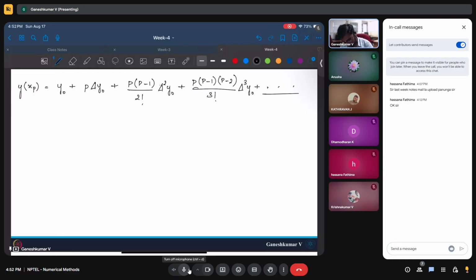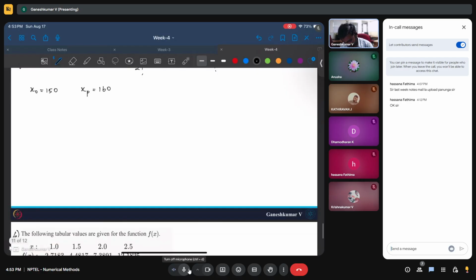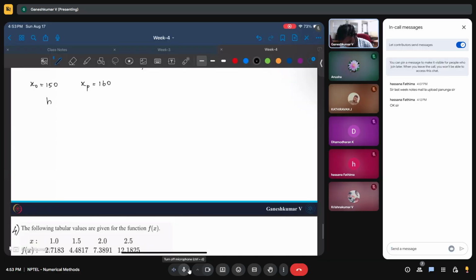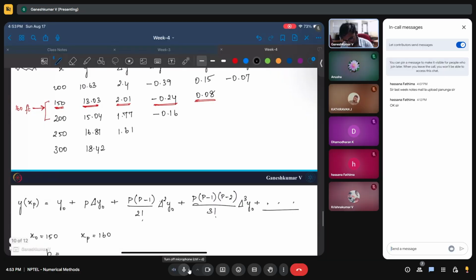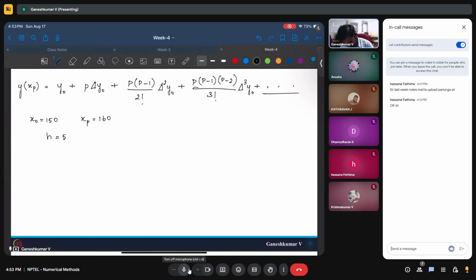All right, now we need to find what is p. First we understood what is x naught. x naught is 150, and the corresponding y naught, delta square y naught, everything we can get from the table. And our xp is 160 feet, for which we seek the y value. And h, what is h? You can see it is going for every 50 feet in height. So h is going to be 50.